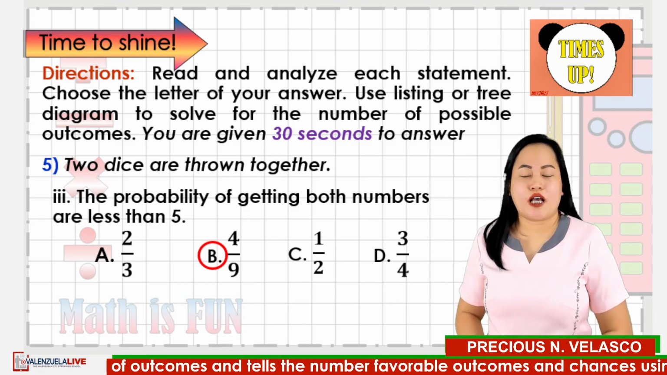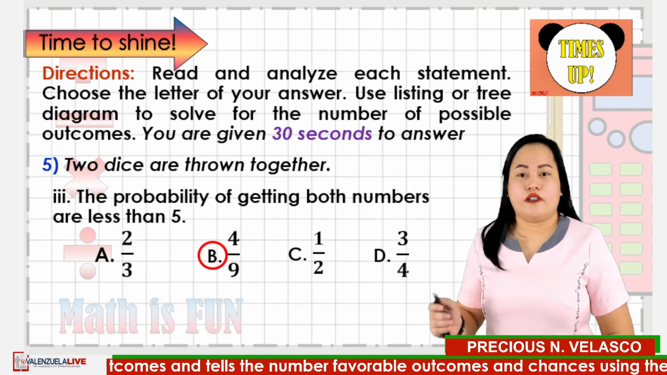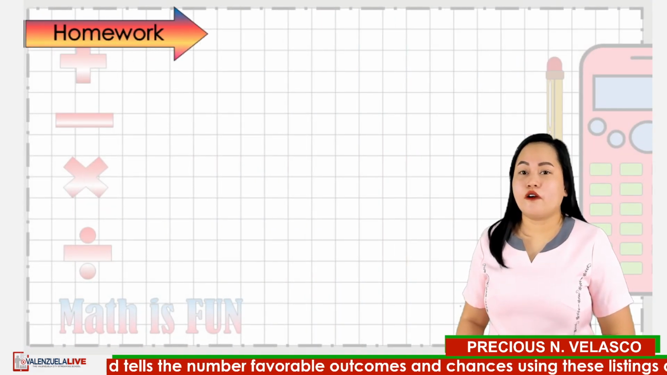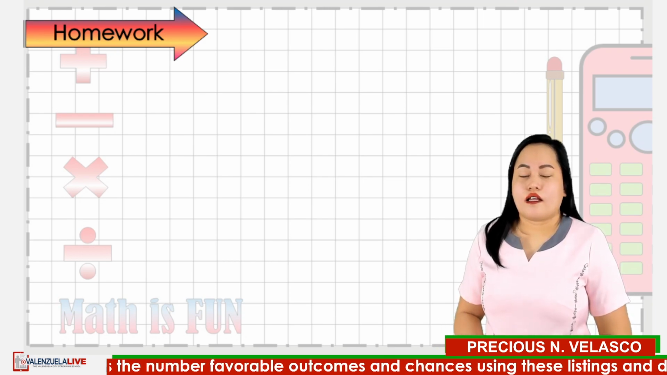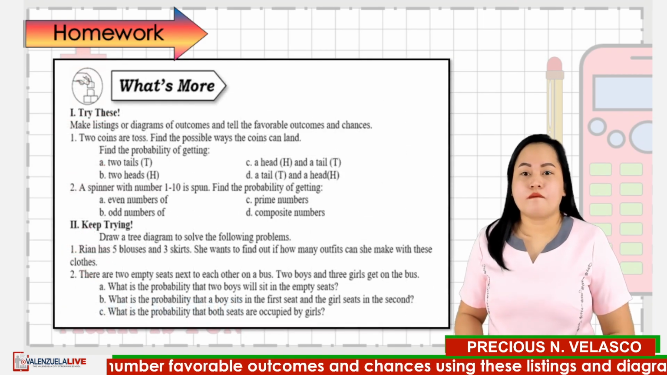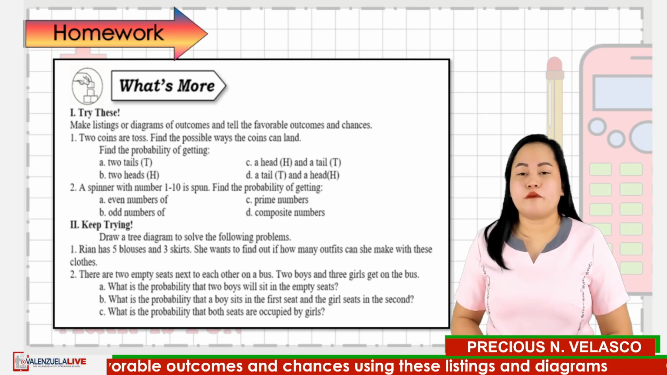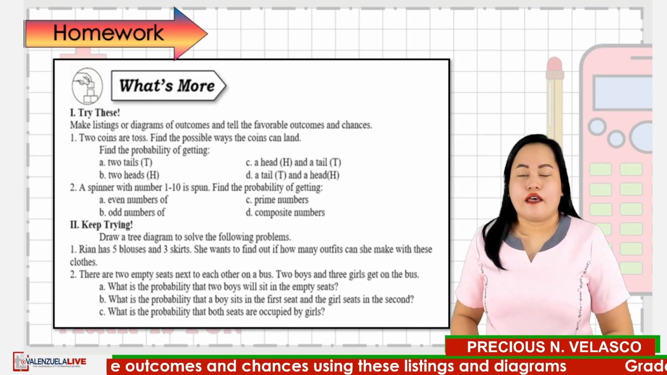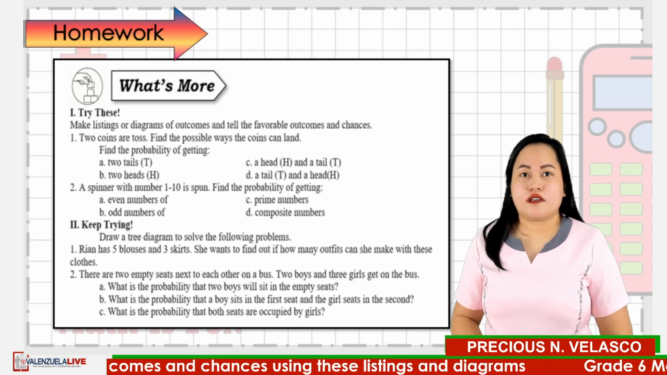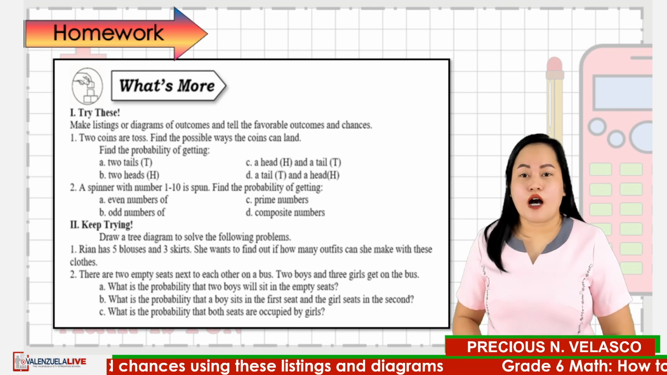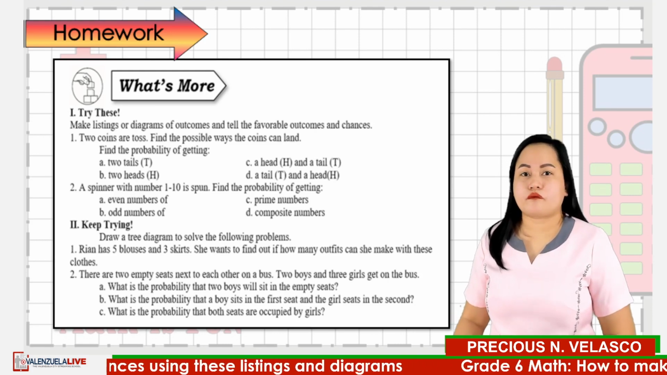So you did a great job in our activity. For your homework, answer What's More. Roman numeral 1, Try This. And Roman numeral 2, Keep Trying. Your subject teacher will be the one to check it in your follow-up discussion tomorrow.